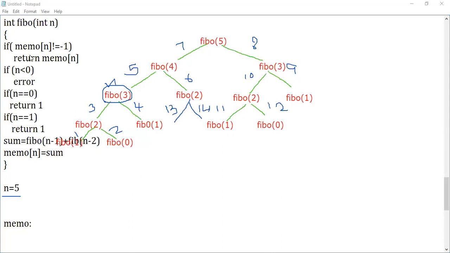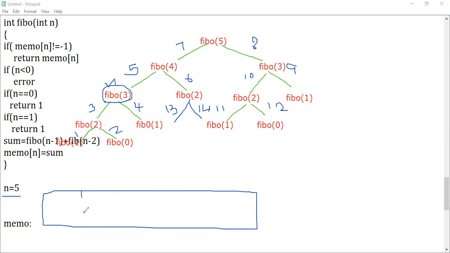So what I'm doing here is I'm going to declare one array called memo, with some memory location. Assume there is an array called memo, and the initial value for all the positions is -1. Now, in this technique, what I've done is I've added two lines. Here you can notice that I've added this line and this line.